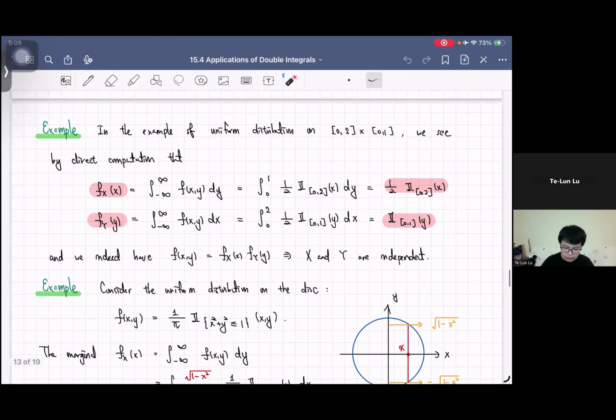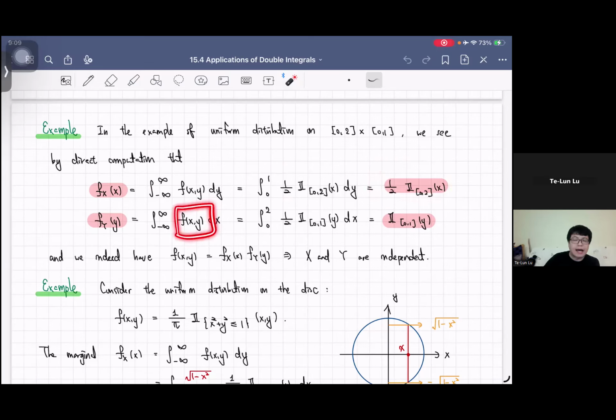Okay, so let us do some examples. We see that in the previous example on the uniform distribution within the rectangular box [0,2] times [0,1], if we do the integration, the integral of f of xy from -infinity to infinity with respect to y gives us the density of x, right? And this is simply a function that takes half on the box and 0 outside. So you have half when x is within 0 and 2, and after evaluating, it is simply half times the length. And we can do the same thing for y.